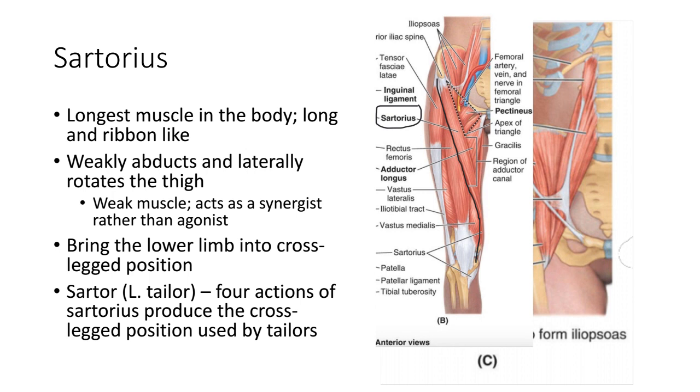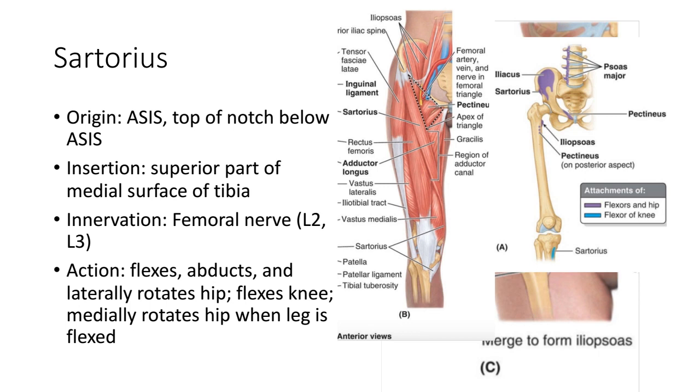The sartorius brings the lower limb into that cross-legged position, and that's kind of where its name comes from. Sartor is Latin for tailor, and so it produces the 4 actions that help to produce the cross-legged position that were used by tailors as they sat on the floor and were tailoring men's pants. So the origin of the sartorius is on the ASIS, and it's also on the top notch just below the ASIS. It crosses over the thigh medially, and then it inserts on the superior part of the medial surface of the tibia.